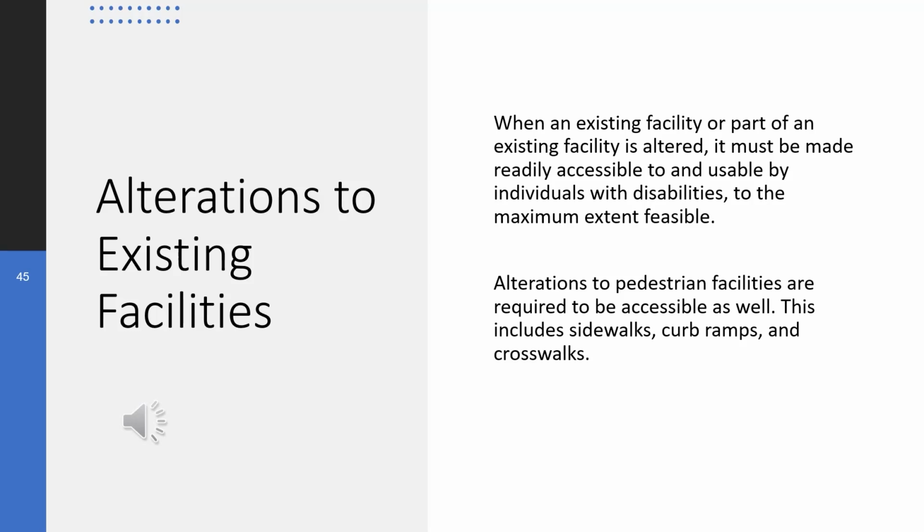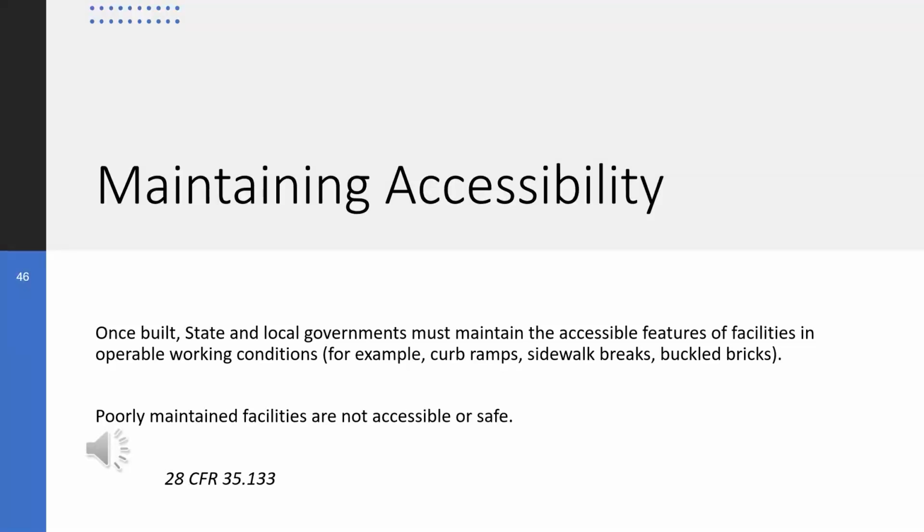Alterations to pedestrian facilities are required to be accessible as well. This includes sidewalks, curb ramps, and crosswalks. Once built, state and local governments must maintain the accessible features of facilities in operable working conditions. Poorly maintained facilities are not accessible or safe.